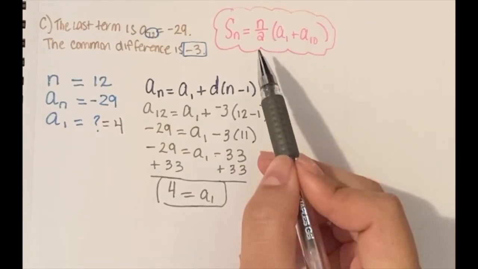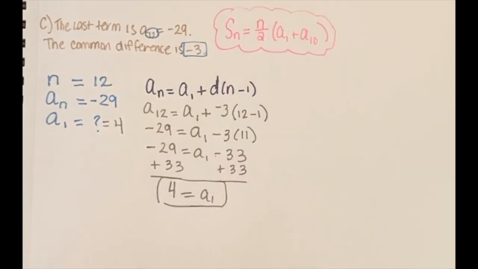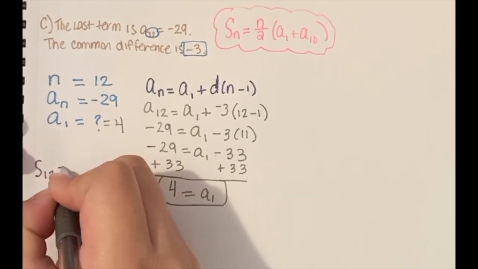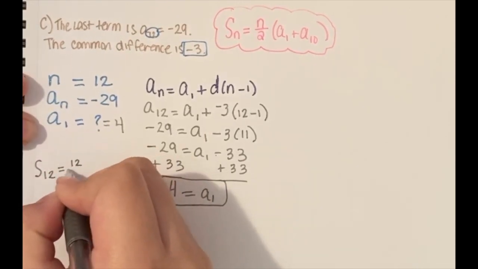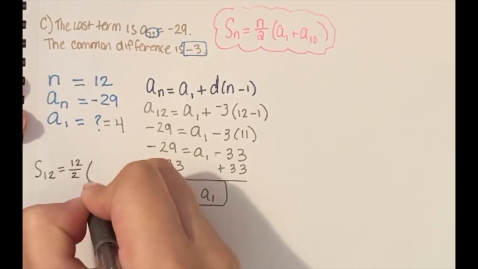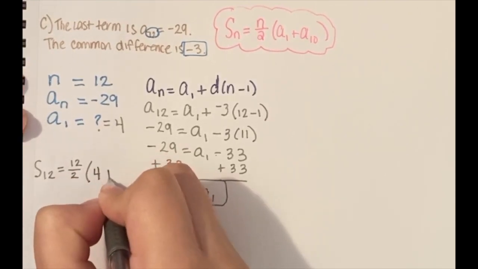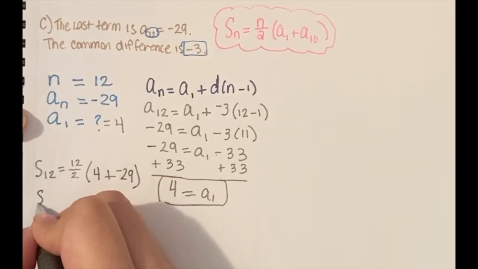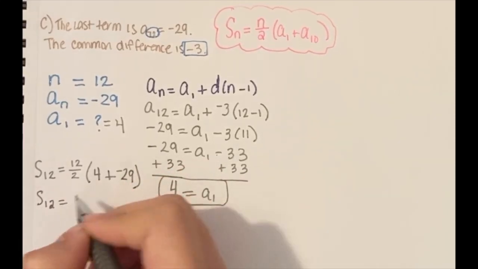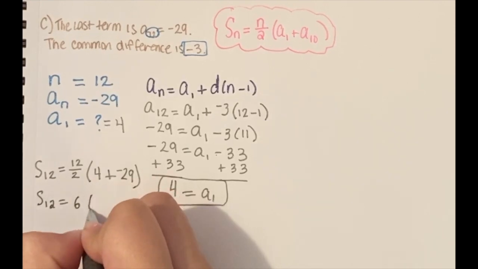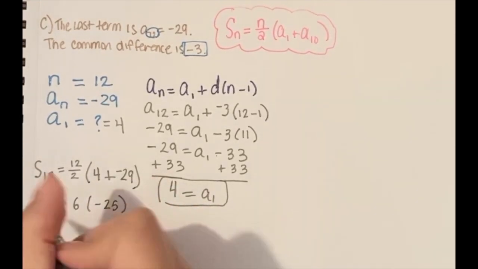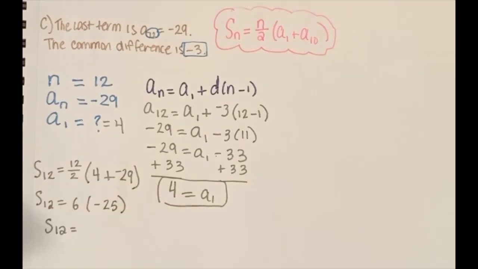And we have everything we need now to plug in this formula. So the sum of the 12 terms is equal to 12 divided by 2 times the first term plus the last term. So S of 12 is equal to 6 times 4 plus negative 29, which is equal to negative 150.